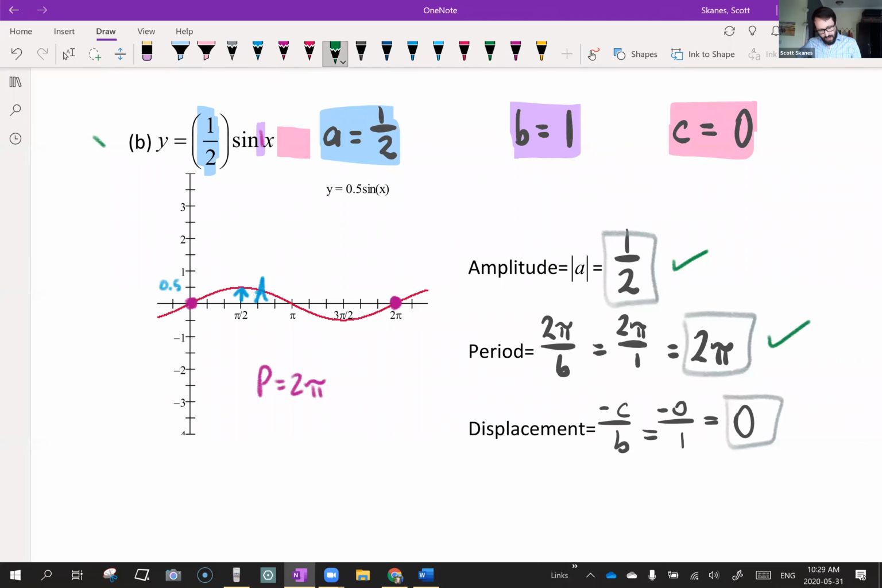The displacement: has the y-intercept moved from 0, 0? No, it hasn't. So the displacement's 0, and we're okay.